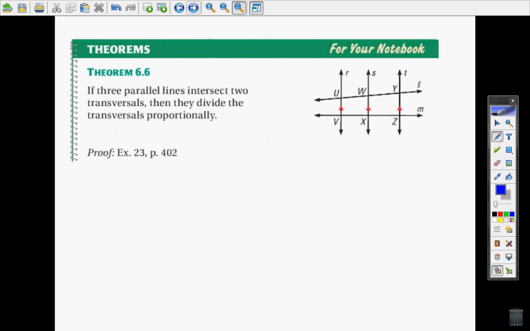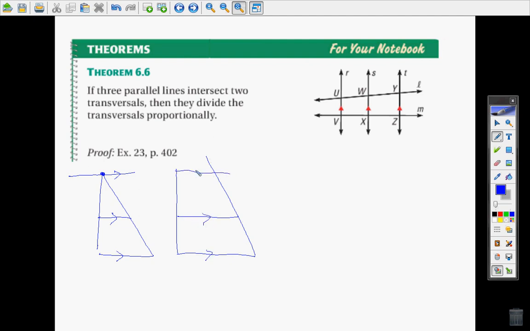Theorem 6.6. If 3 parallel lines intersect 2 transversals, then they divide the transversals proportionally. So I want you to think about something. In the previous examples, we had a triangle with 2 sides that are parallel, 2 pieces that are parallel. And if you think about the point there, I could also draw a line that's parallel through that. There is a line that can be drawn parallel to this line that goes through that point. Since that's true, imagine that I opened up the triangle so that the segment that's at the top doesn't touch. Okay? These lines would still be parallel. This line here would still be parallel.